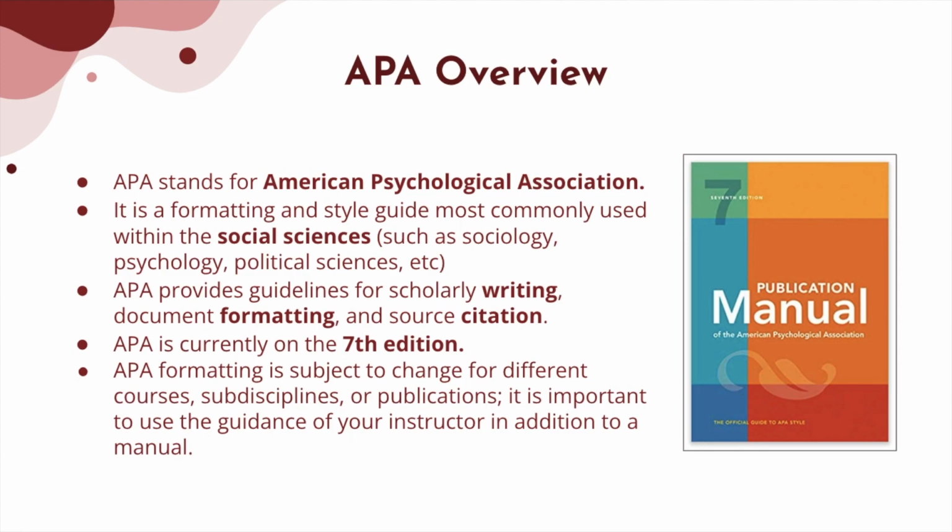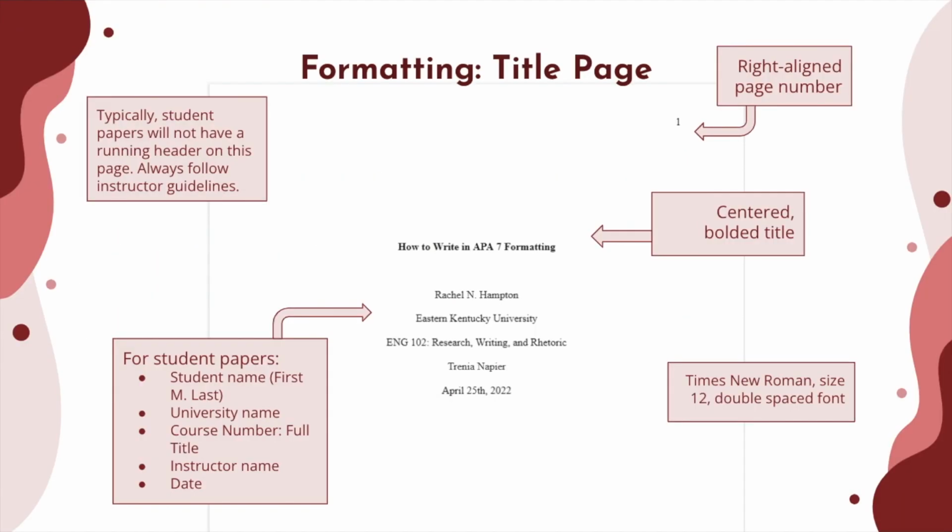APA stands for American Psychological Association. It is most commonly used within the social sciences such as sociology, psychology, and political science. At EKU, it is also used within the education and criminal justice programs. APA provides guidelines for scholarly writing, formatting, and source citation, and is in its 7th edition. APA is very versatile, and certain elements may change based on the course, subdiscipline, or publication, so look to your instructor for extra guidance on this.